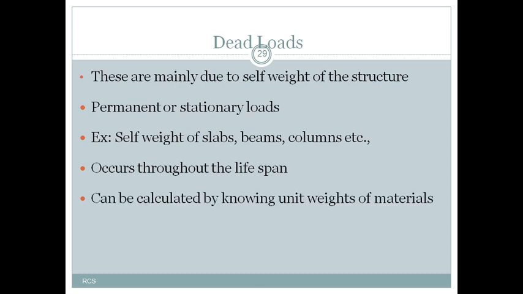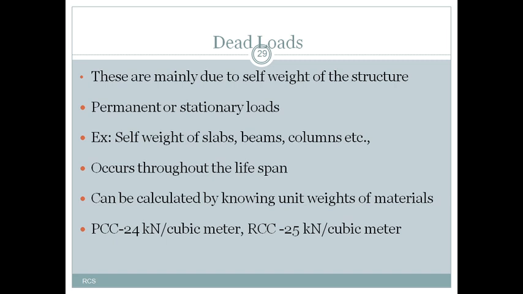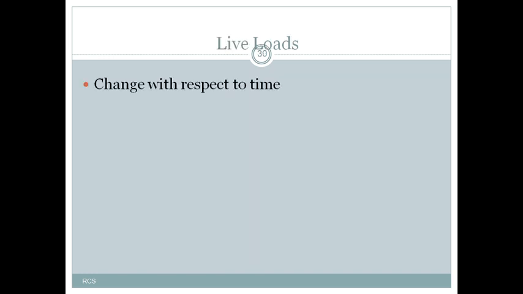It can be calculated knowing the unit weight of the material. If you want to know the self-weight of the slab, you should know the unit weight of the material used for casting the slab. Generally, for plain cement concrete we have a unit weight of 24 kilonewton per cubic meter. For reinforced cement concrete, it is 25 kilonewton per cubic meter. These unit weights or dead loads can be calculated as per IS 875/1987 Part 1.